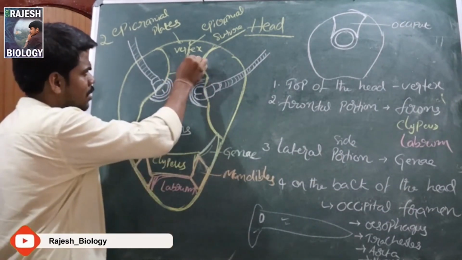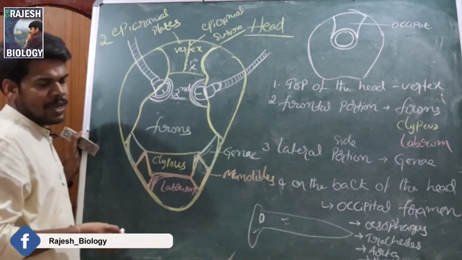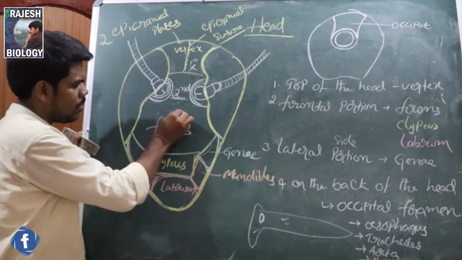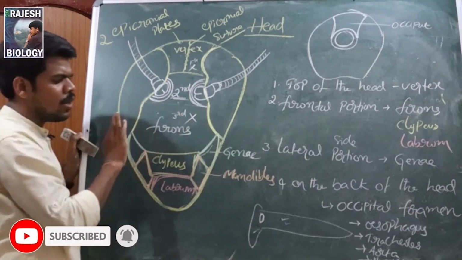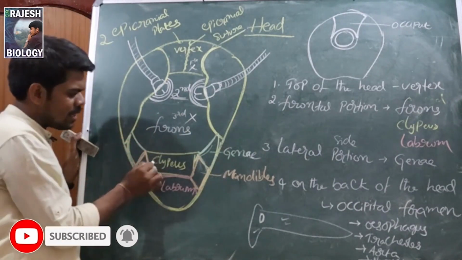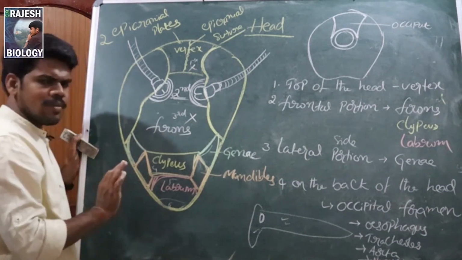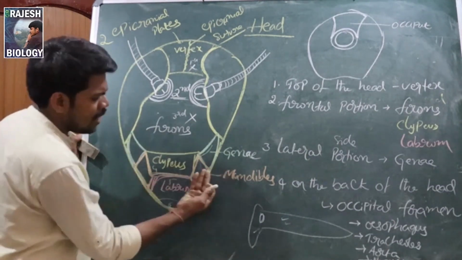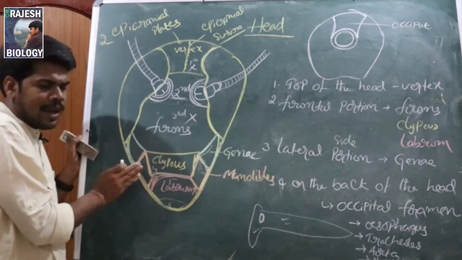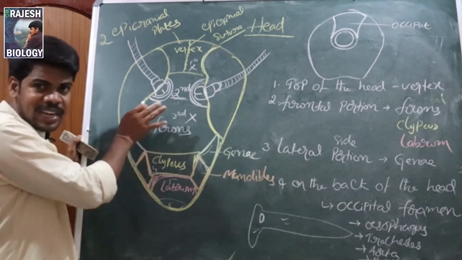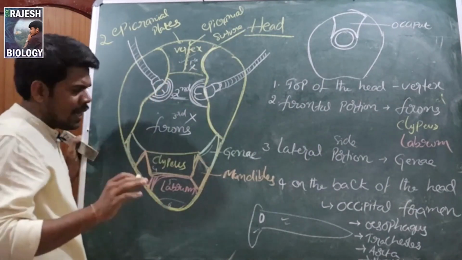Remember, in the first segment there are no appendages. In the second segment there are appendages. The third, for example, doesn't have any appendages. First and third don't have any appendages. This is the fourth, this is the fifth, and this is the sixth. The sixth is present on the back side. So if we divide the head into 6 segments in this manner, the first segment doesn't have any appendages.